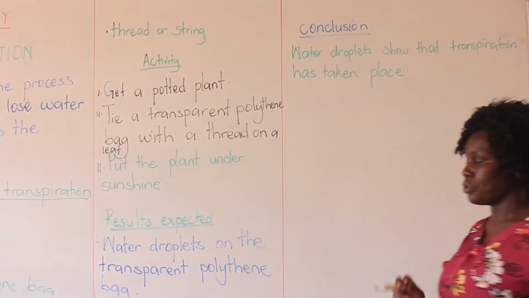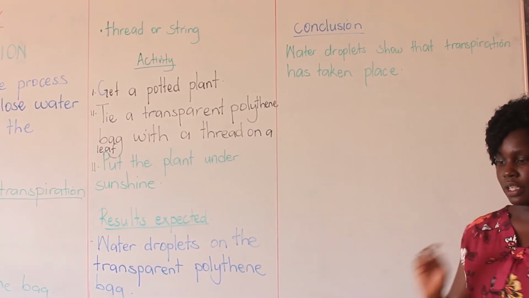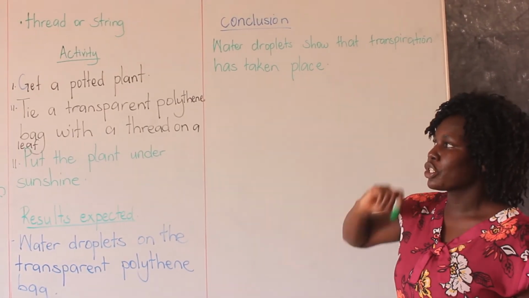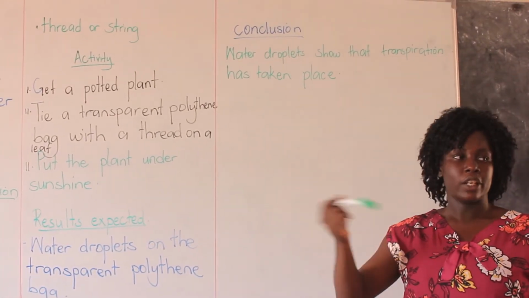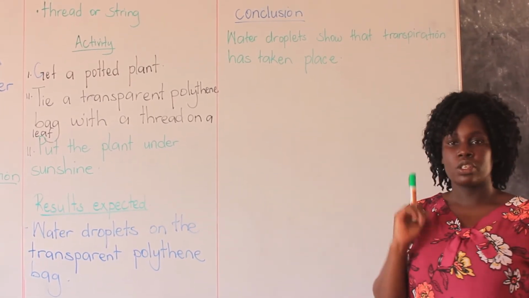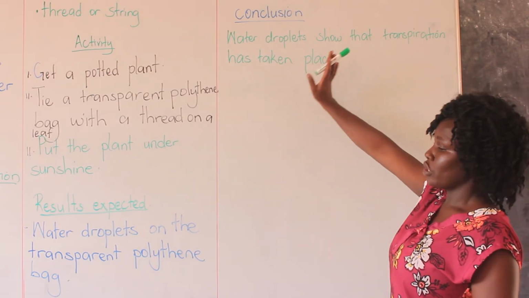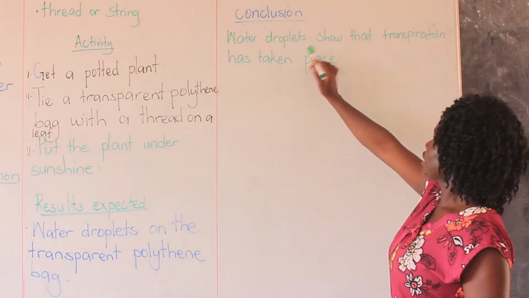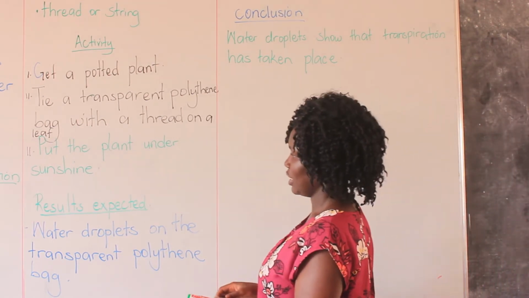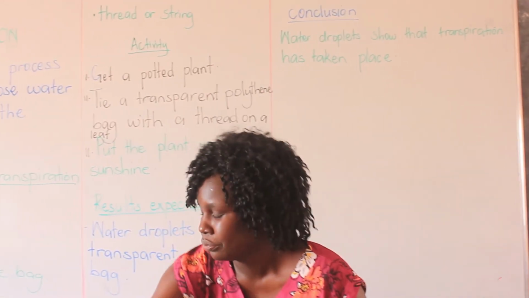So I request you to do that one practically. What you will see are the water droplets on the polythene bag. What do they indicate? Remember we said transpiration is the process by which plants lose water in the form of vapor. That vapor will be trapped and it will condense. Then you will see droplets on the polythene bag. So in conclusion, if you see the droplets, you should say that transpiration has taken place, or the plant has transpirated.